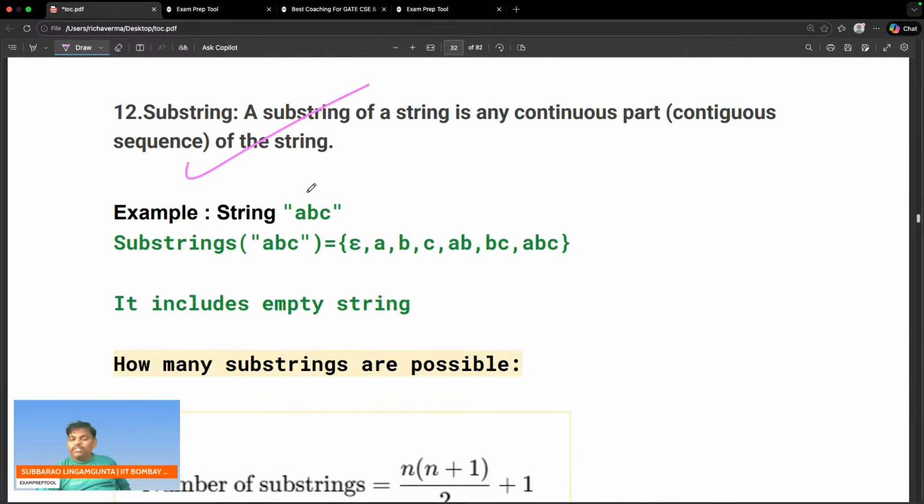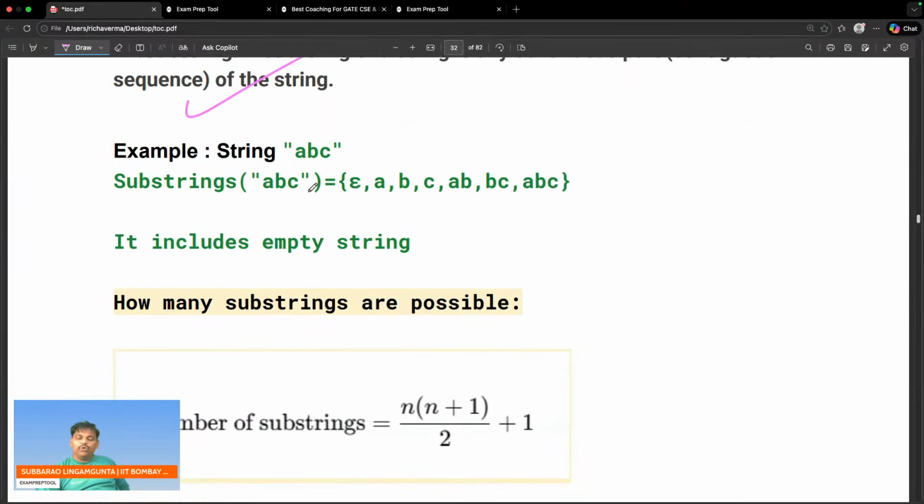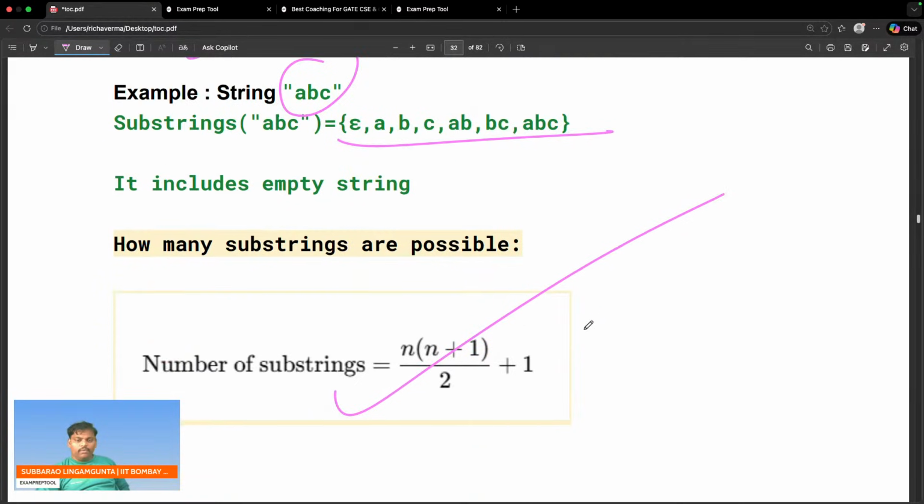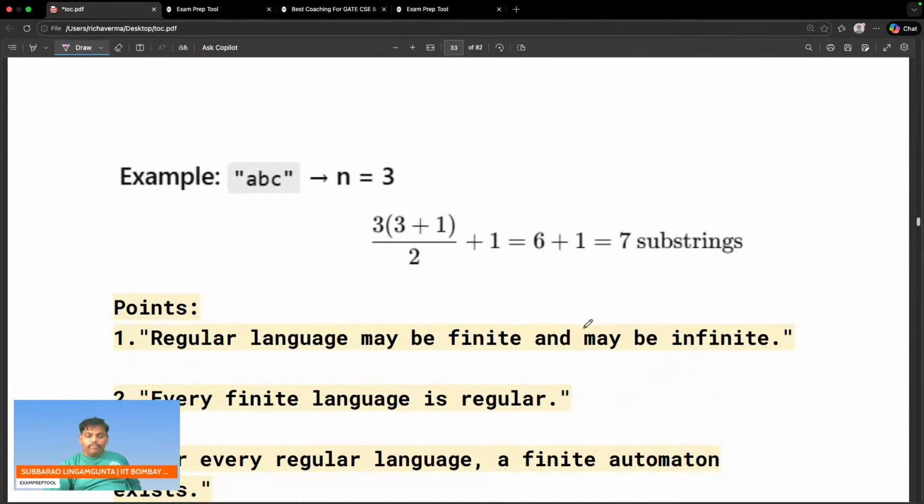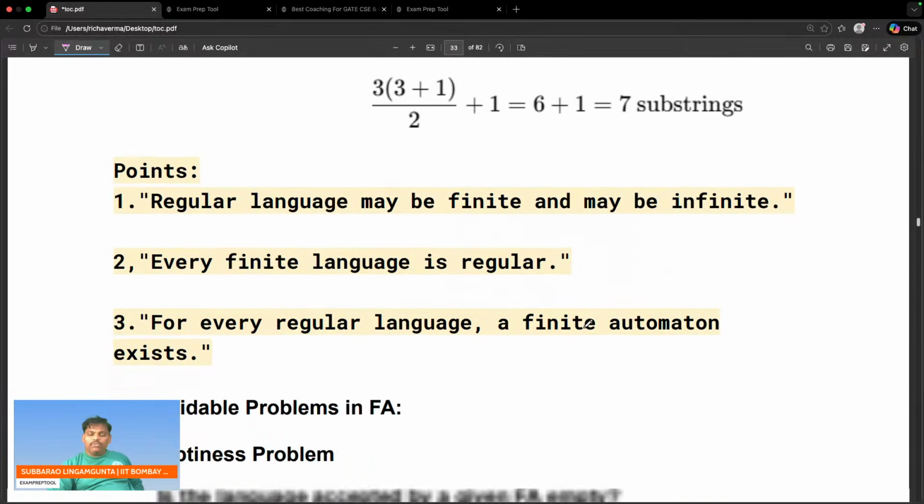So for any string you have a DFA, a DFA for a substring of that can also be constructed. How? Make every state a final state and make every state an initial state. If you do that, you can handle all the substrings. So how many substrings are possible for ABC? These are the substrings possible. The formula is this. One time, please go through it. Please check the formula also.